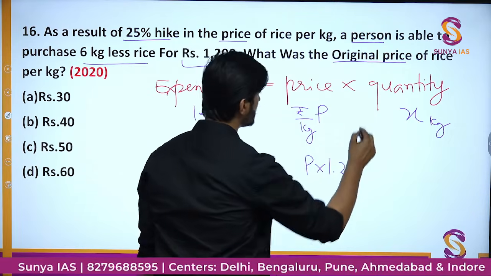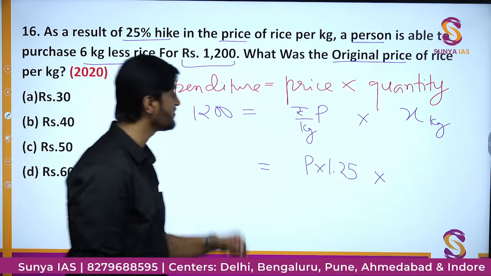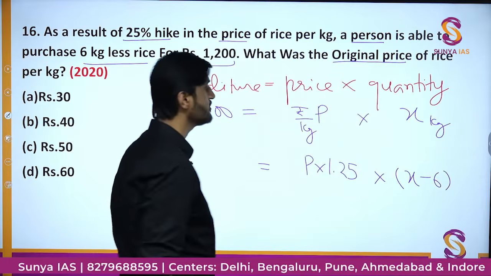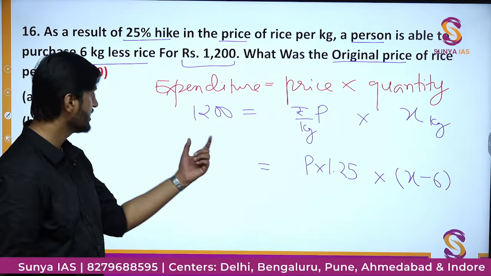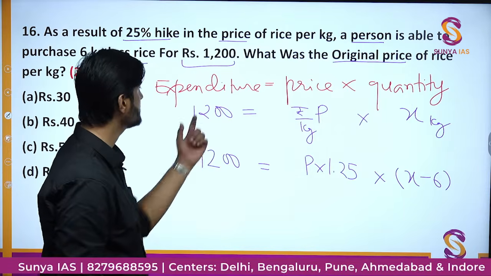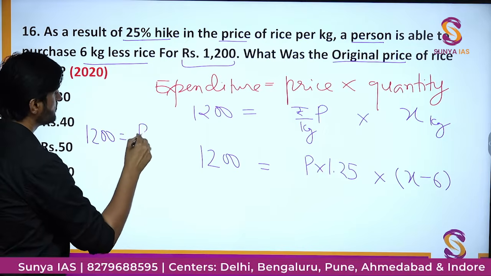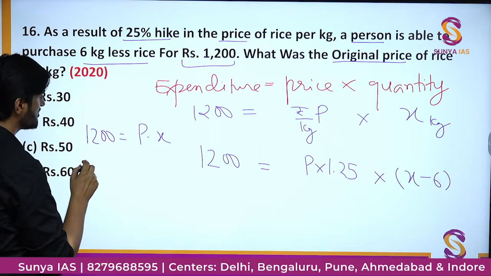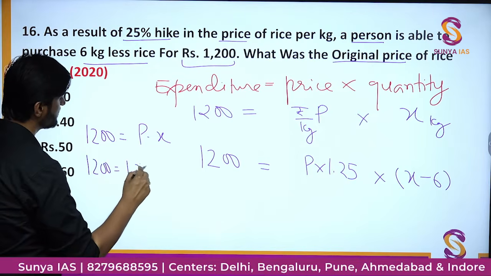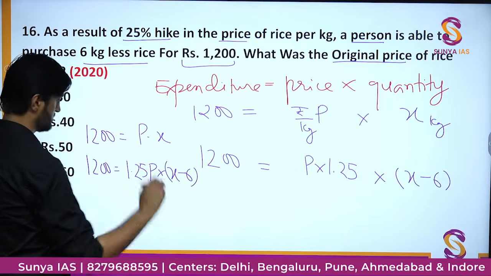Now he is able to purchase how much quantity? 6 kg less. So instead of X, he is able to purchase only X minus 6 kilograms of rice. And the expenditure is still the same, 1200. So we have got two equations. The first equation says 1200 is equal to P into X. The second equation says 1200 is equal to 1.25 P into (X minus 6).